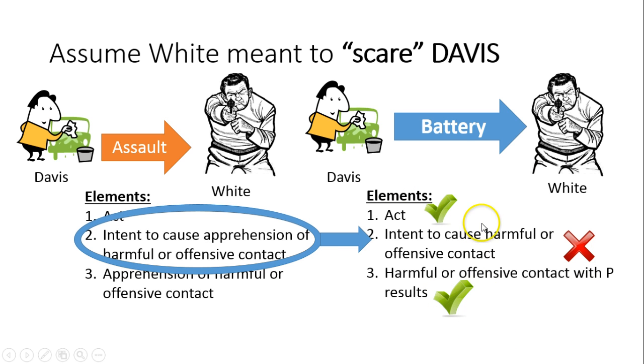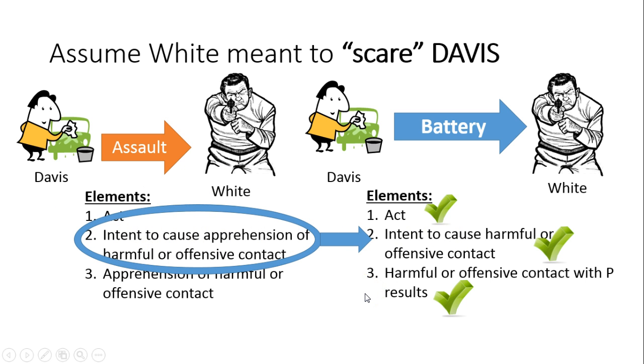So in this one, all he's really doing is proving the elements of battery 1 and 3 with the facts as they're presented, showing that while he doesn't have intention to cause harmful or offensive contact, he can transfer intent, only this element, from assault over to the battery.